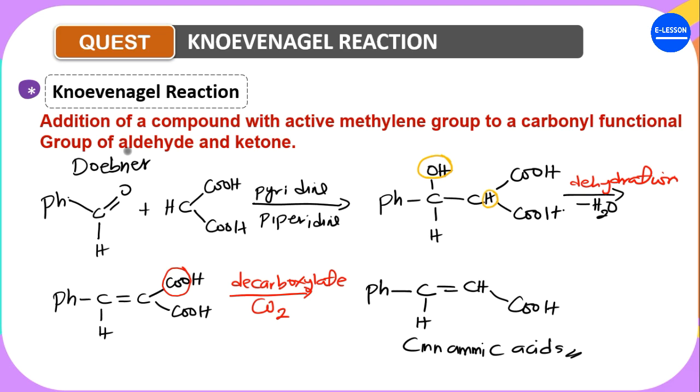All you need to do after you have gotten the product of the Knoevenagel reaction is to decarboxylate it, and whatever you get gives you the product of that reaction. So that is that for this quiz. Thank you very much for your time.